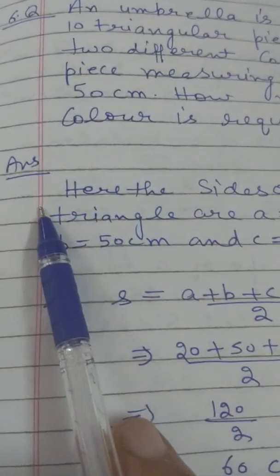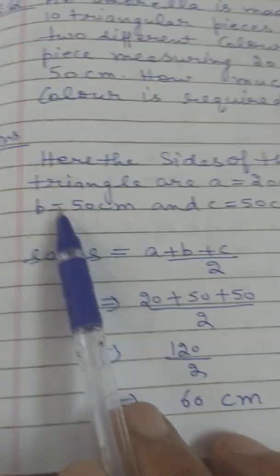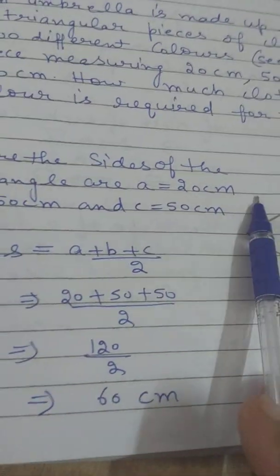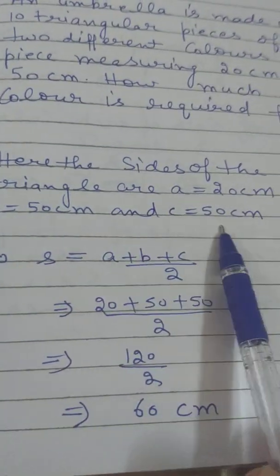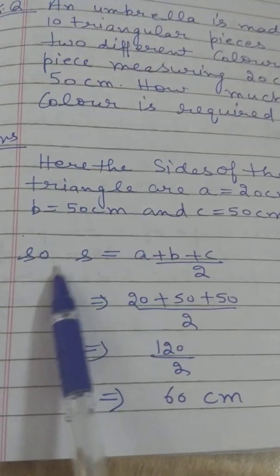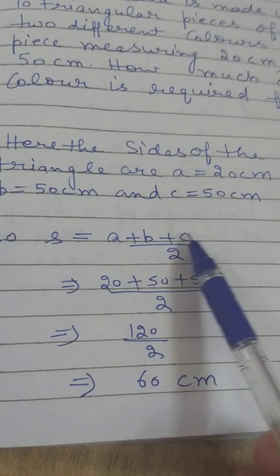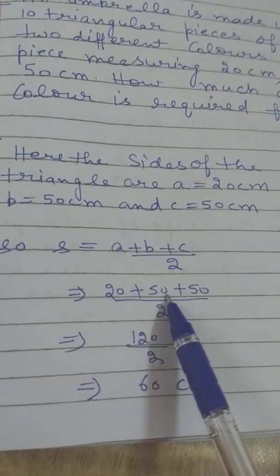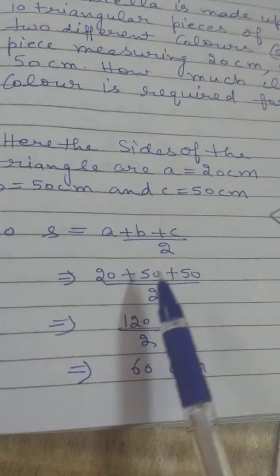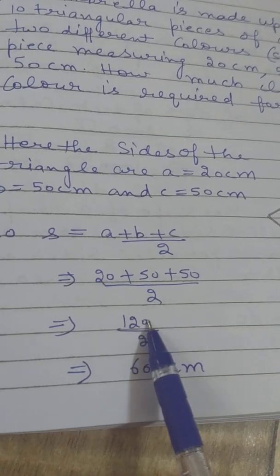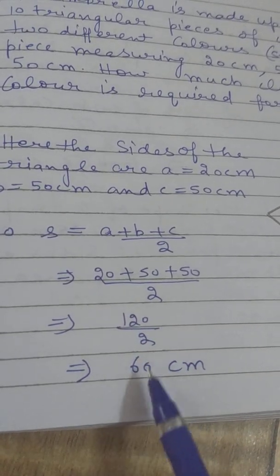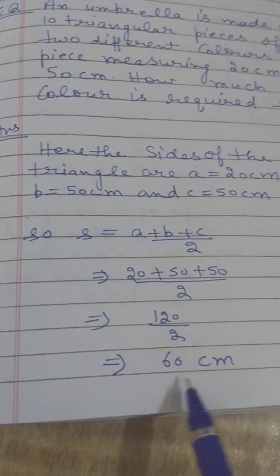Now the answer: here the sides of the triangle are a equal to 20 centimeter, b equal to 50 centimeter, c equal to 50 centimeter. Now s, that is the semi-perimeter, (a plus b plus c) by 2, (20 plus 50 plus 50) by 2. 50 plus 50 is 100, 100 plus 20 is 120 by 2, 120 divided by 2 we get 60. So s equal to 60 centimeter.